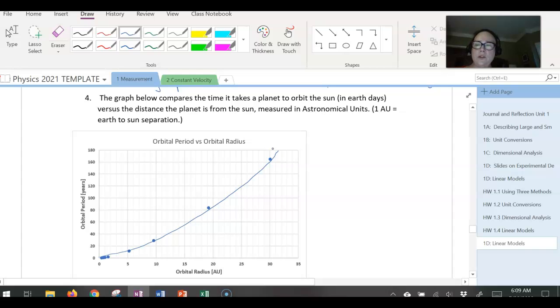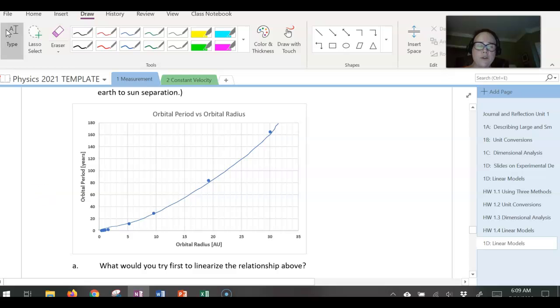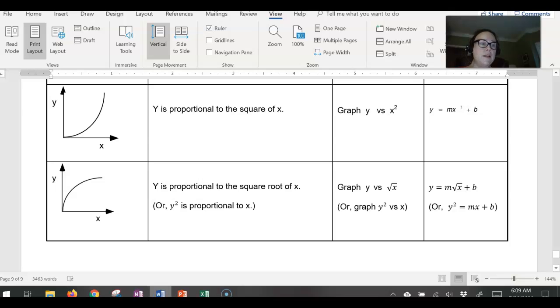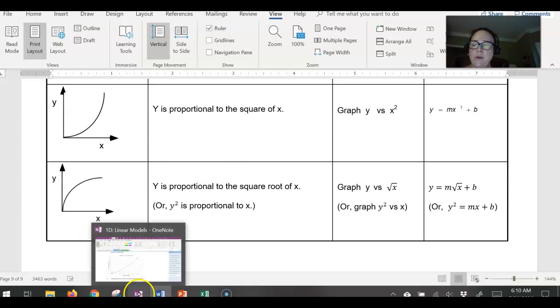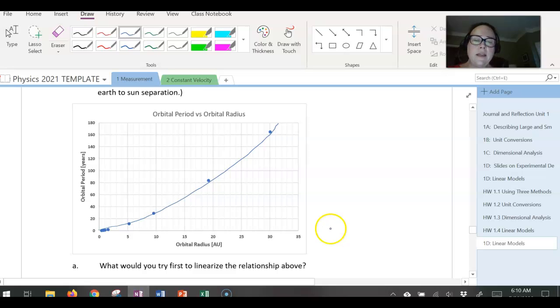And so, let's see, what would we try first to linearize this relationship? Well, let me go back to that reading on linear models, and I think this looks to be the closest match to the shape of our data. And that's a situation where y is proportional to the square of x. Not the square root, but the square, right? x squared. So the mathematical equation for this type of function would be y equals some slope times x squared plus the y-intercept.